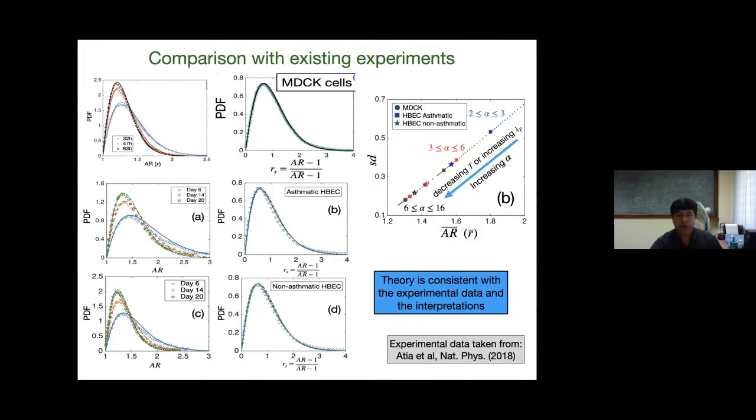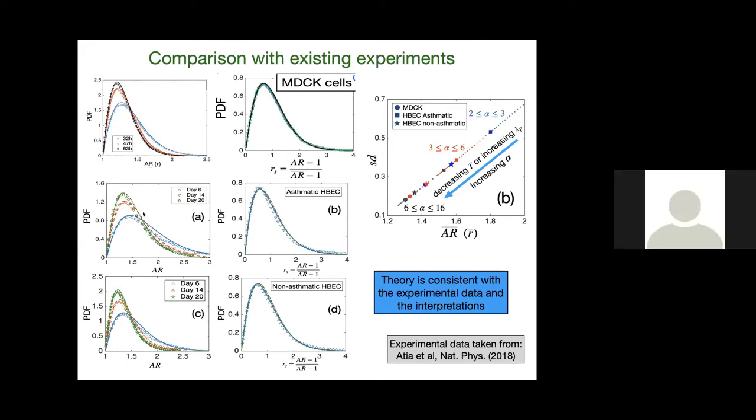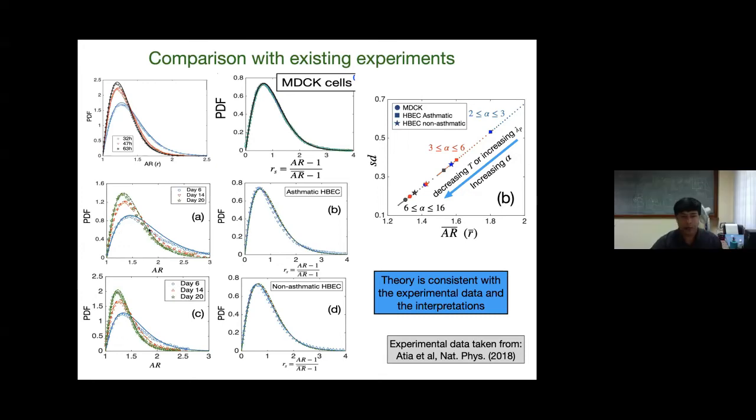Then we compared our theory with experimental data. We took experimental data for these particular figures from this paper by Atiyah et al. in Nature Physics. We took the PDF of the aspect ratio, and these lines are the theoretical plots and the symbols are the experimental data. And we obtained the value of alpha. Once we have alpha, we also obtained the PDF of the scaled aspect ratio, and we then compared with the experimental data. Again, the agreement looks very nice. So the point is that the theory is consistent with the experimental data and the interpretations that they had in the paper.